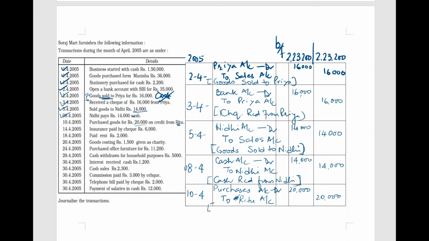The narration, don't forget to write narration. Narration would be purchase goods on credit or purchase on credit from Ritu. You can write, but I'll write this much only. Now since page is finishing, I've finished this one. I will total it up. Alright, let me total. So this is balance carried forward.